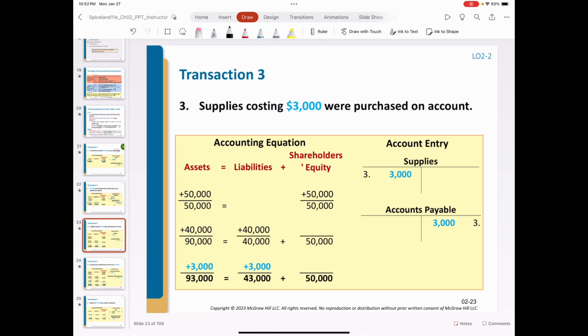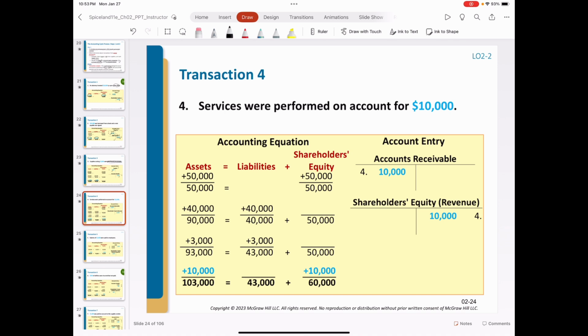Next, supply purchase on account, $3,000. The supply, $3,000. Assets increase. Well, this is purchase on account. There will be a liability to the supplier or the vendor, or the additional liability, $3,000. So assets accounts increase with debit, $3,000. Liability to the vendor increases $3,000 with credit. Two accounts, debit and credit.